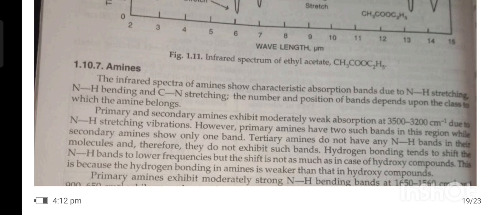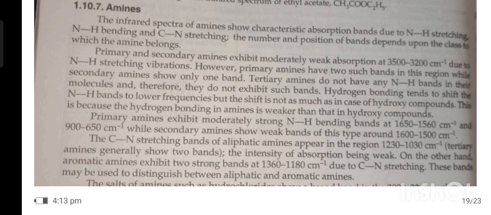Hydrogen bonding tends to shift the NH band to lower frequency, but the shift is not as much as in the case of hydroxyl compounds. This is because the hydrogen bonding in amines is weaker than that in hydroxyl compounds. Primary amines exhibit a moderately strong NH bending band at 1650 to 1560 centimeter inverse and another near 800 to 650 centimeter inverse, while secondary amines show a weak band of this type around 1600 to 1500 centimeter inverse.